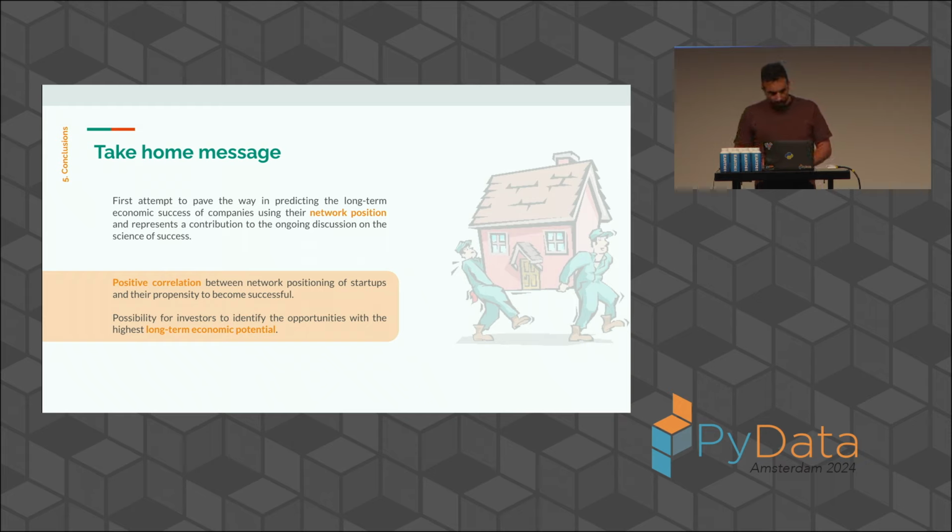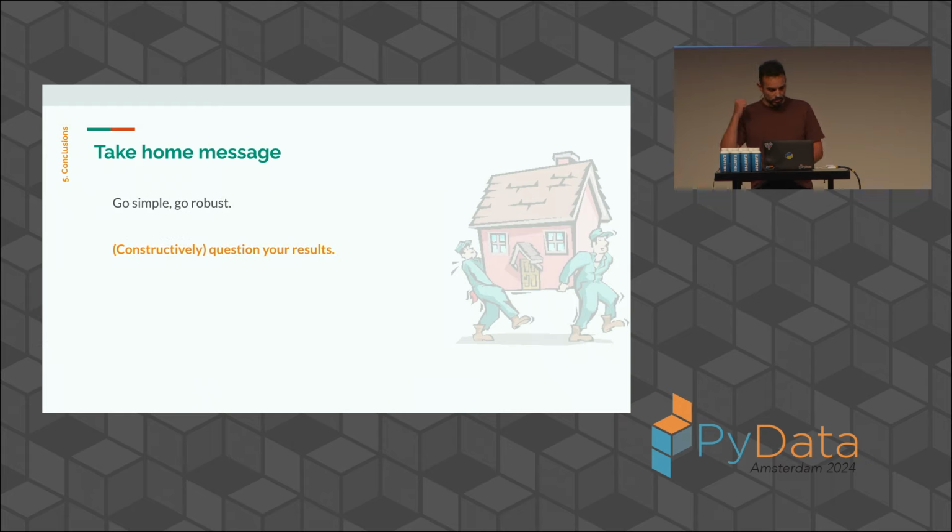I built this deck with this take-home message, which is the first step of predicting long-term economic success for companies. We saw this potential correlation between startup success and their position in the network. But to be honest, while I was biking here, I realized that this is not the take-home message that I want you to bring with you. It's actually this one.